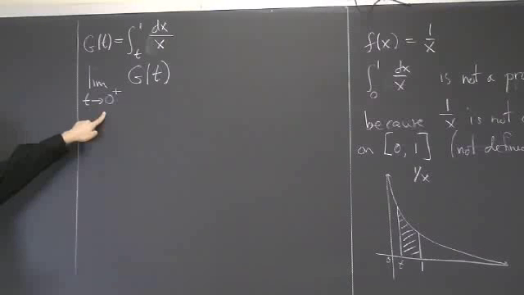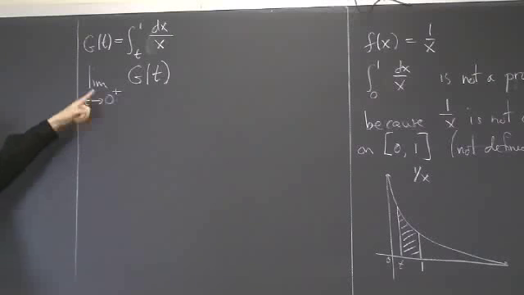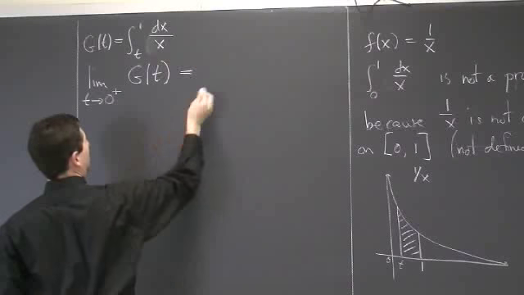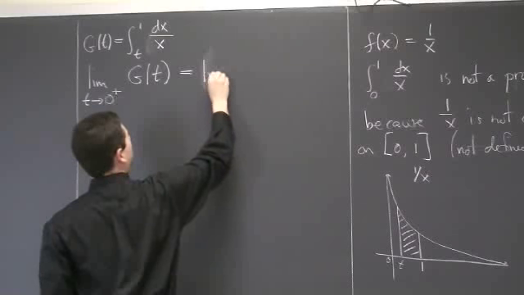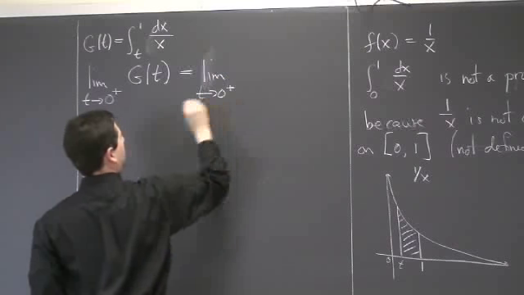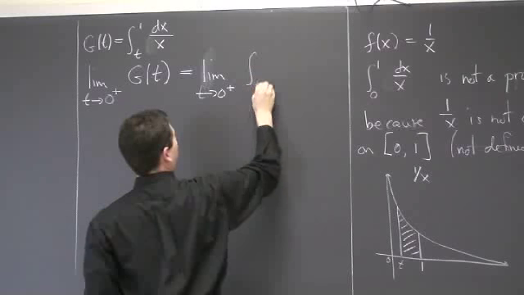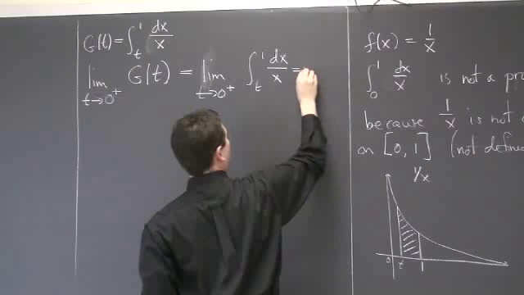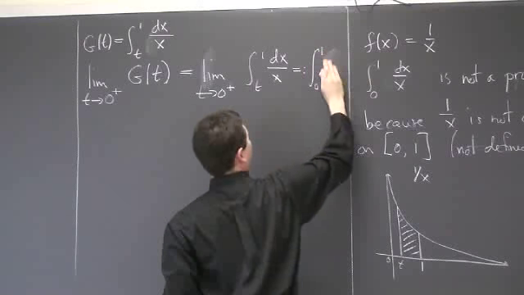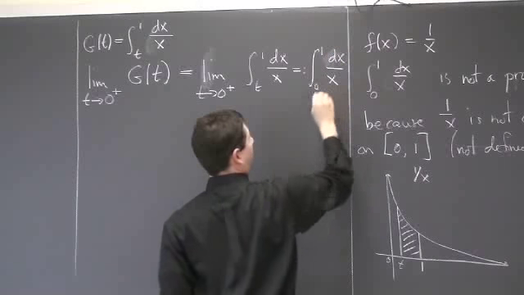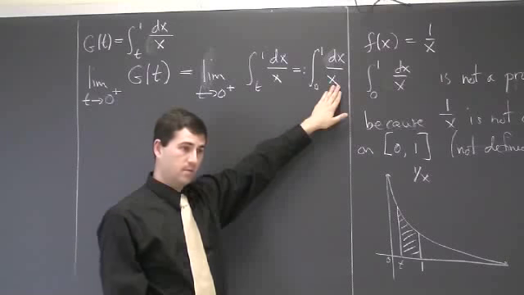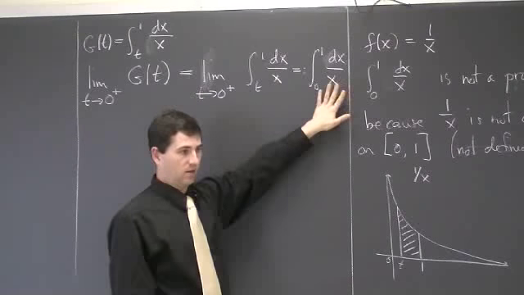Now, as usual, this limit doesn't have to exist. It could be undefined, it could not exist, it could go to infinity. But this is the definition we want to give. So this is, of course, equal to the limit as t approaches 0 from the right of the integral from t to 1 dx over x. And this is how we're going to define the integral from 0 to 1 of dx over x. If this exists, that's what we're going to define this integral to be. If this doesn't exist, then we say this doesn't exist, or we say it diverges.